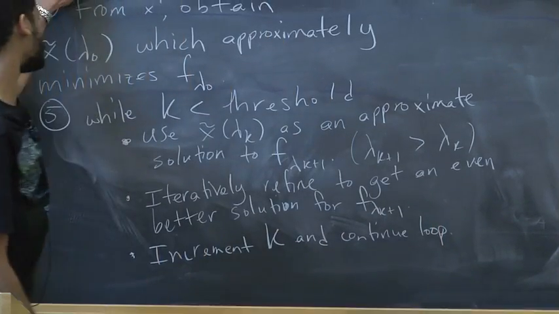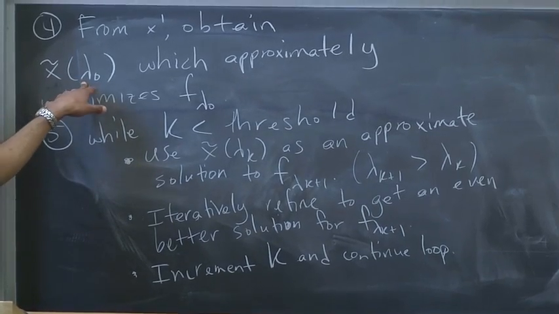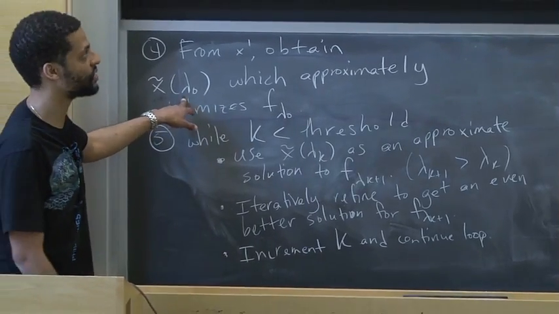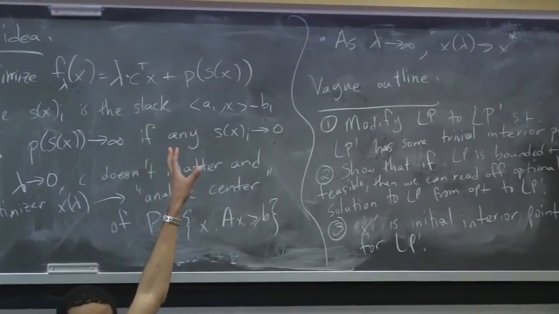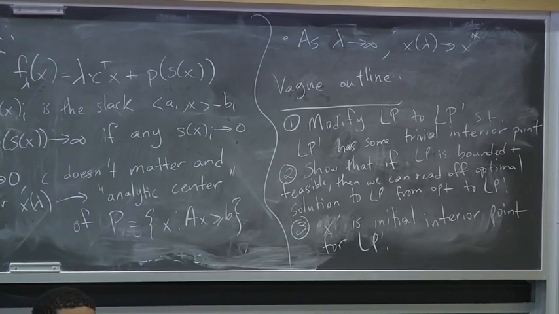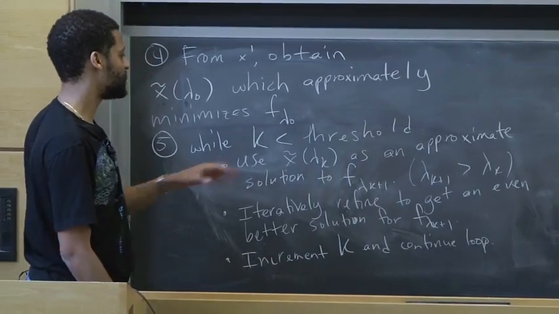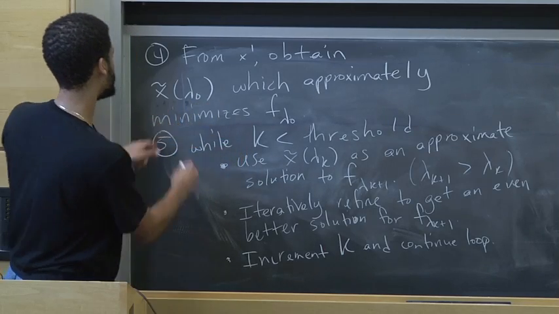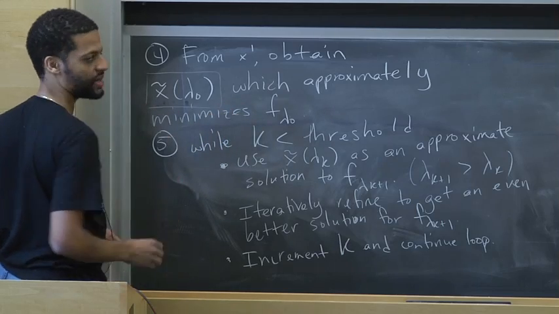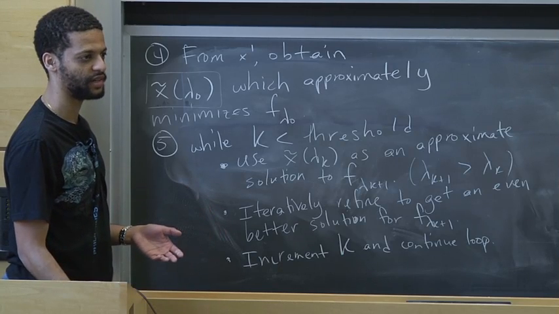Somehow from an interior point, we're going to get an approximate minimizer for lambda 0 being something very small. When lambda 0 is very small, we basically don't care about the cost function at all. We just want to find something that's well inside of the feasible region. And then from lambda 0, we're going to very slightly, you're going to see by how much, increment lambda 0 to get lambda 1. We're going to use this approximate minimizer of lambda 0 as a starting point for an approximate minimizer of f sub lambda 1.